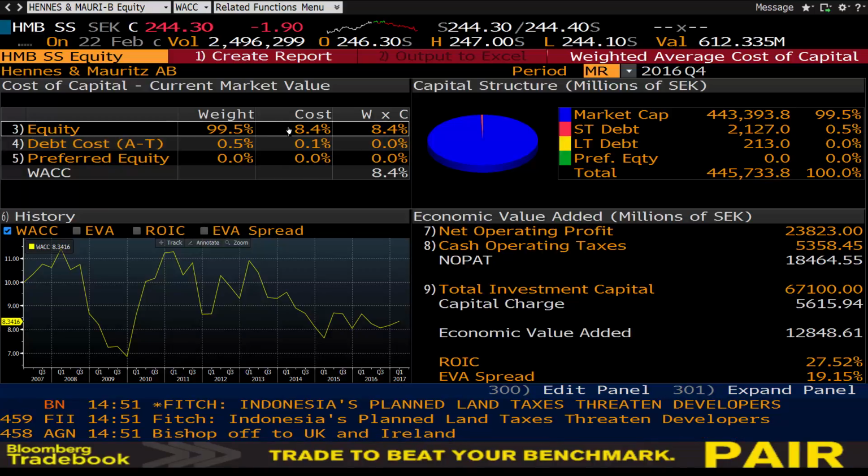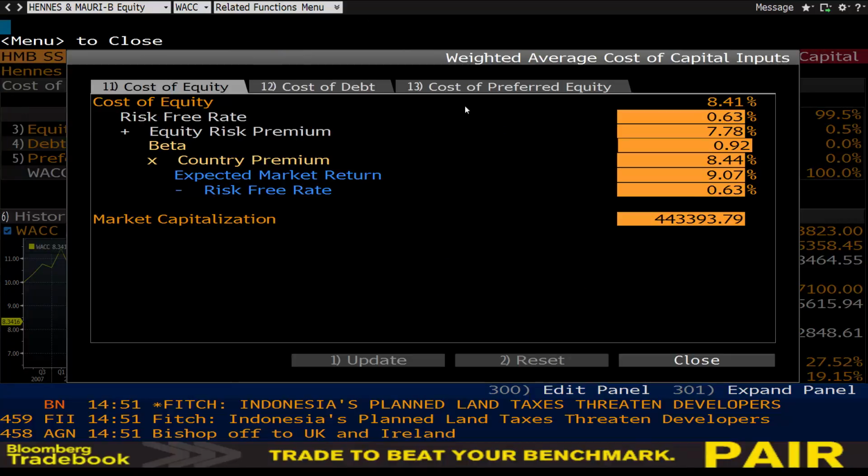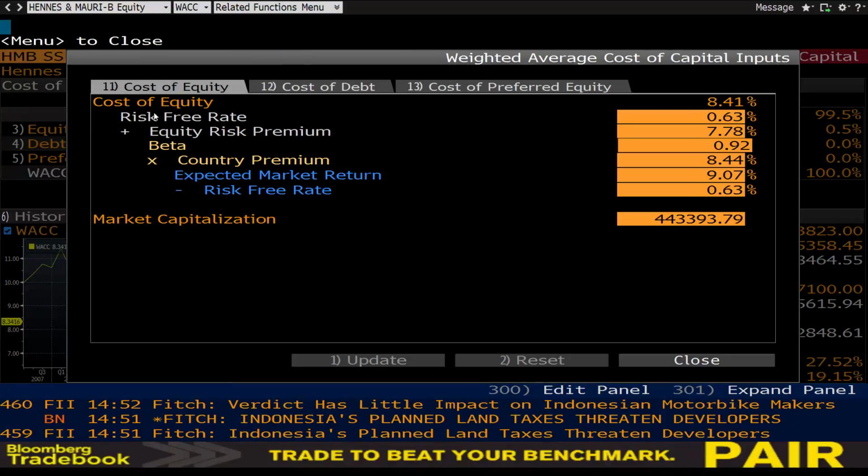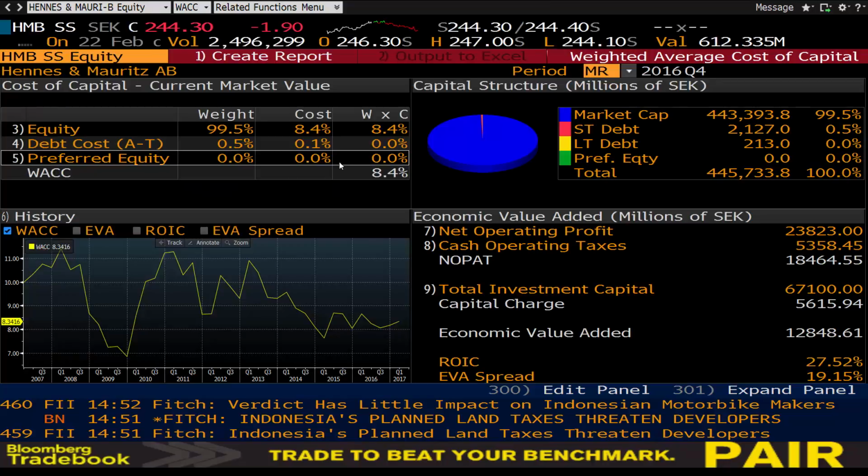So for example, here we see equity and we see the cost is 8.4. If I click on that 8.4, it will provide me with the details of how that is calculated. Here I see that the risk-free rate for H&M is 0.63. If you hover over that, you can see that it says risk-free rate index GSGB 10-year index, which is essentially the code used for a 10-year Swedish government bond. So GSGB 10-year, I can actually type that in.